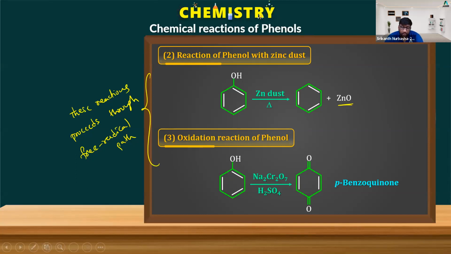Reaction of phenol with zinc dust, oxidation reaction of phenol. Phenol treated with zinc dust at high temperature forms benzene plus ZnO. So Zn undergoes oxidation to form Zn plus 2. Phenol treated with Na2Cr2O7 in the presence of H2SO4 forms the respective para-benzoquinone. These are the oxidation and reduction reactions of phenol. We have to remember these reactions, students, since the mechanism cannot be explained because it is a very lengthy process, some 10 to 15 steps in the oxidation reaction of phenol.